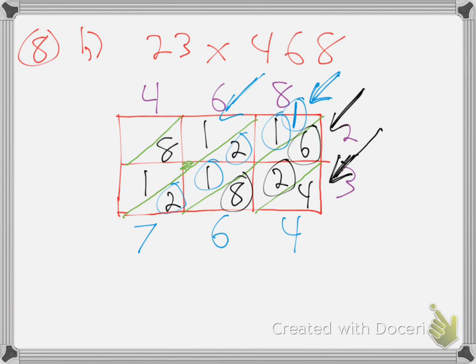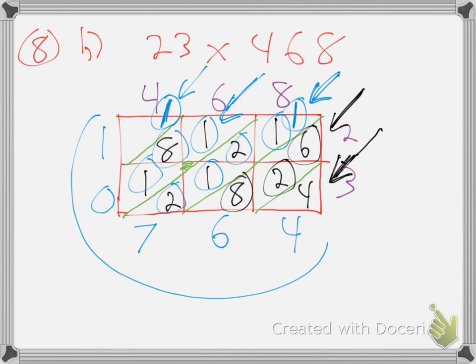Now for this diagonal. 1, 1, 1. That's 10. 1, 8, 1. That's 10. 0 carry to the next diagonal. Last diagonal, 1. So here's my answer. 10,764. Is that good? Questions on that?